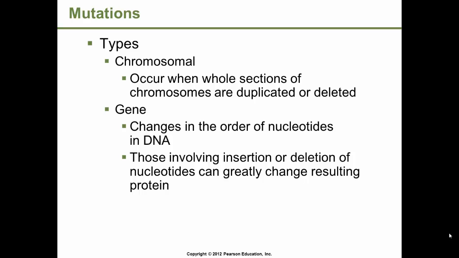There are different types of mutations, one being chromosomal mutations, and may occur when either whole sections of chromosomes are duplicated, deleted, or may be rearranged. There could be gene mutations, changes in the order of the nucleotides of the DNA. Those involving insertion or deletion of nucleotides can greatly change the resulting protein and have a more serious effect.